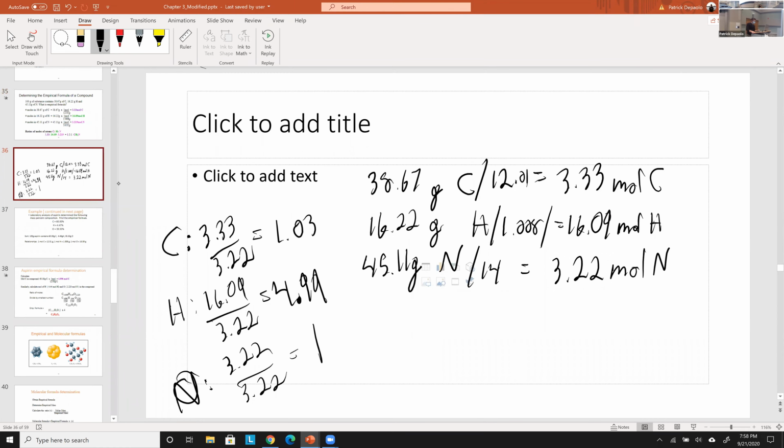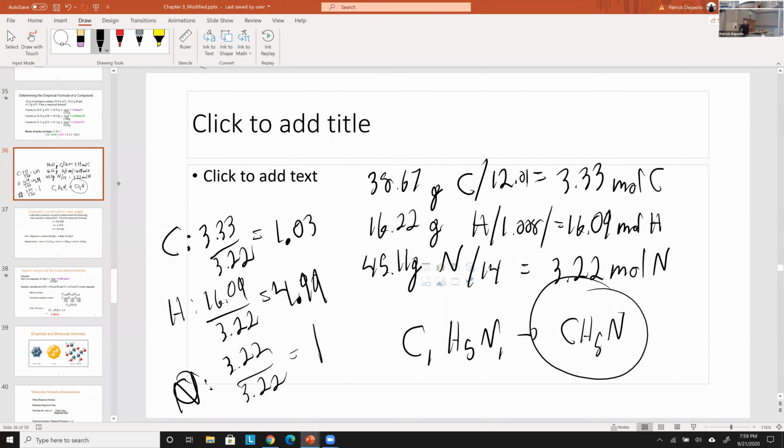So anyway, once you're done, this simplified molar ratio gives you your answer, and you get C1 or just C, H5, N1. That would be CH5N. So that would be your empirical formula.